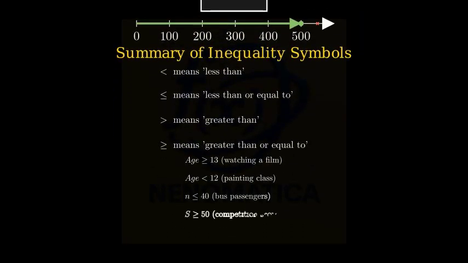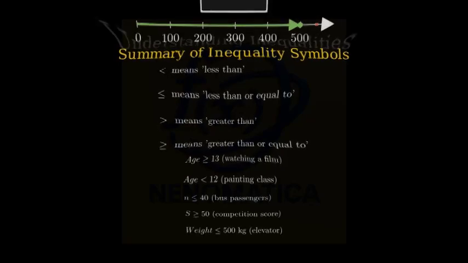We've seen these symbols in action through our examples. Age greater than or equal to 13 for watching a film. Age less than 12 for attending a painting class. Number of passengers less than or equal to 40 for the bus. Score greater than or equal to 50 for advancing in the competition. And weight less than or equal to 500 kilograms for the elevator.